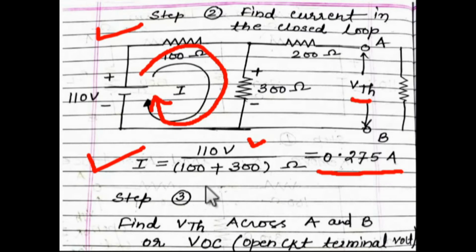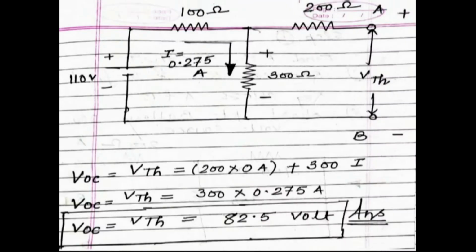Now step number 3, as you can see, find VTH across A and B, the VOC open circuit terminal voltage. तो गाइस एक बार अगर आपने करंट कैलकुलेट कर लिया तो इसके बाद का जो स्टेप है वो है आपको ओपन सर्किट टर्मिनल वोल्टेज फाइंड करना है या VTH फाइंड करना है। As you can see in the next slide, the value of current you already calculated, 0.275 ampere. Now ये करंट कहाँ फ्लो हो रही है?